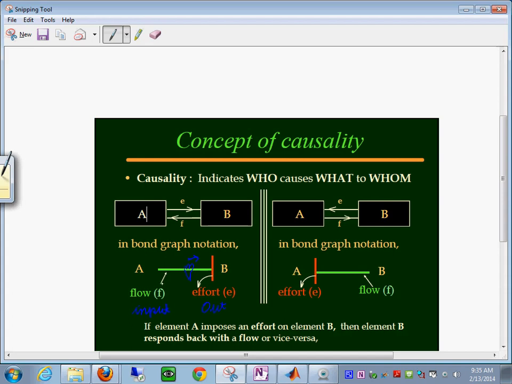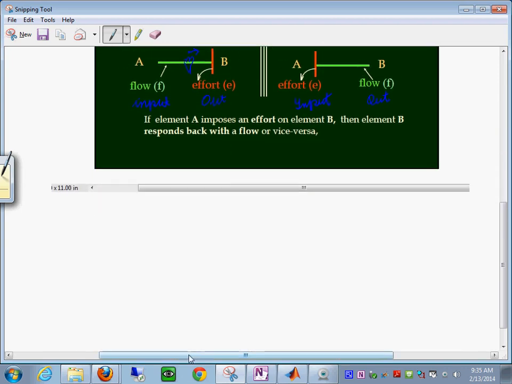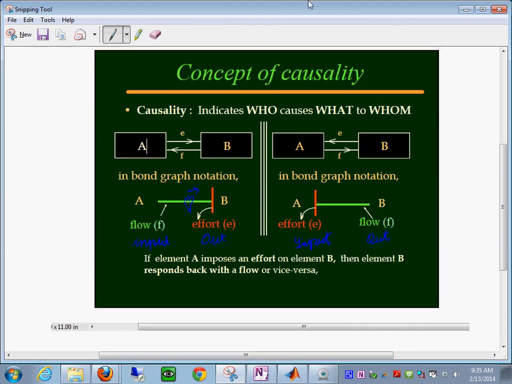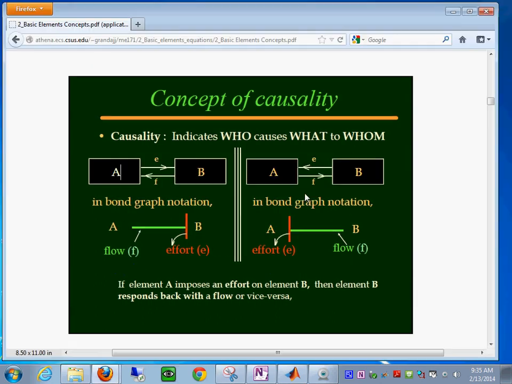Yeah? So you have that this is the element, effort comes out, flow goes in, which is what this means. In this other case, you have this element A, effort goes in, flow goes out. So this is out in here, and this is in, the input in this case. So you have either this representation or you have this representation. All right.